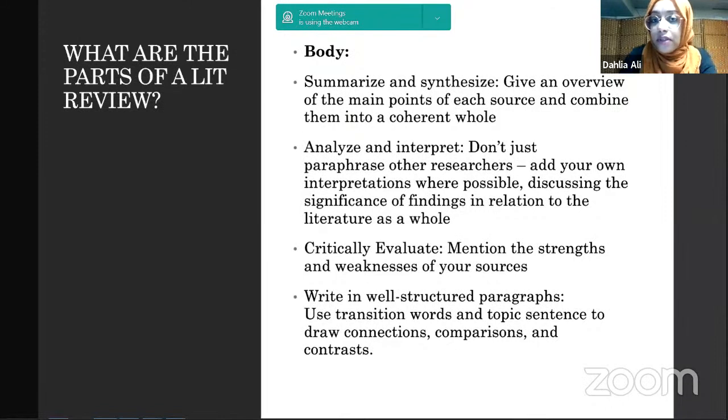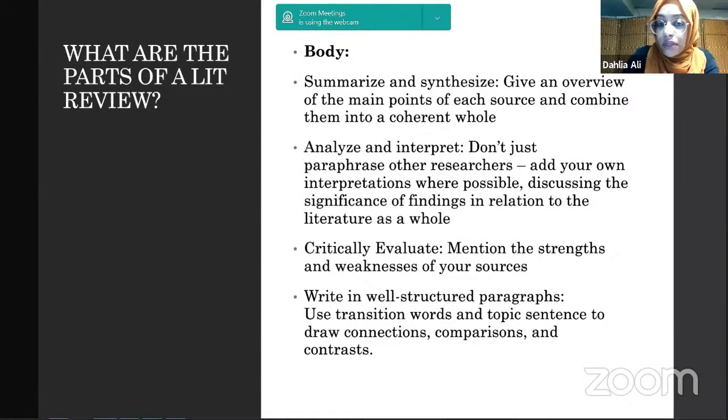In the body, we summarize and synthesize. We give an overview of the main points of each source and combine them together. We analyze and interpret. When doing the body, don't just paraphrase other researchers. Add your own interpretation where possible. Discuss the significance and findings in relation to the literature as a whole.